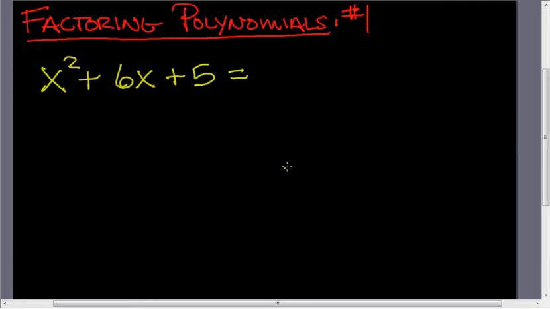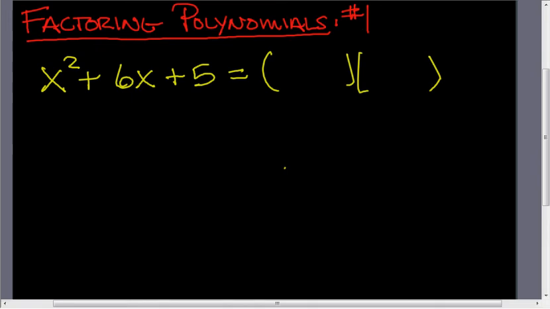All right, so this is factoring polynomials. So we've practiced multiplying them. Now the trick is, see, can you go backwards? If I give you a polynomial like this, x squared plus 6x plus 5, can you tell me what were the two parentheses, if you will, that made x squared plus 6x plus 5?